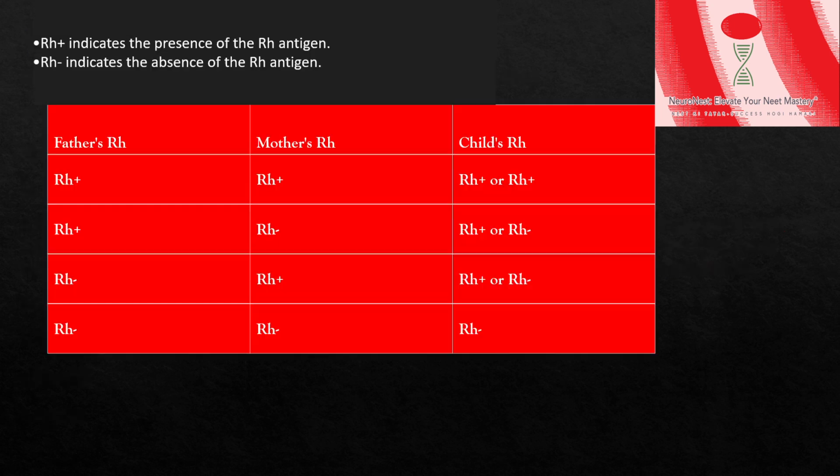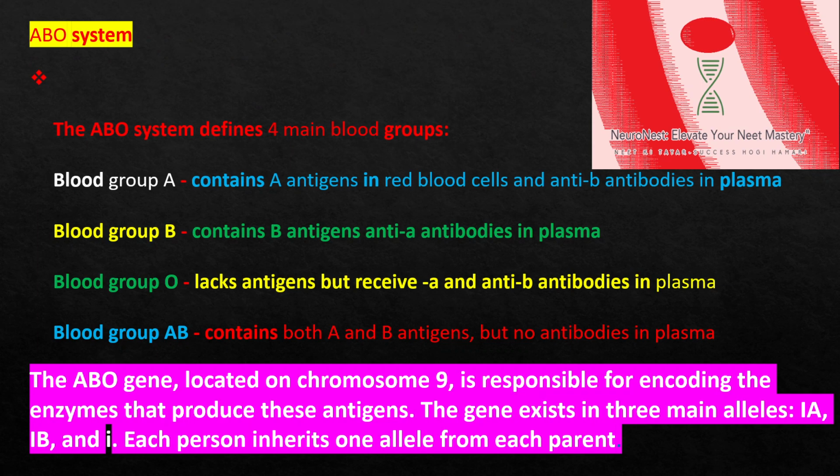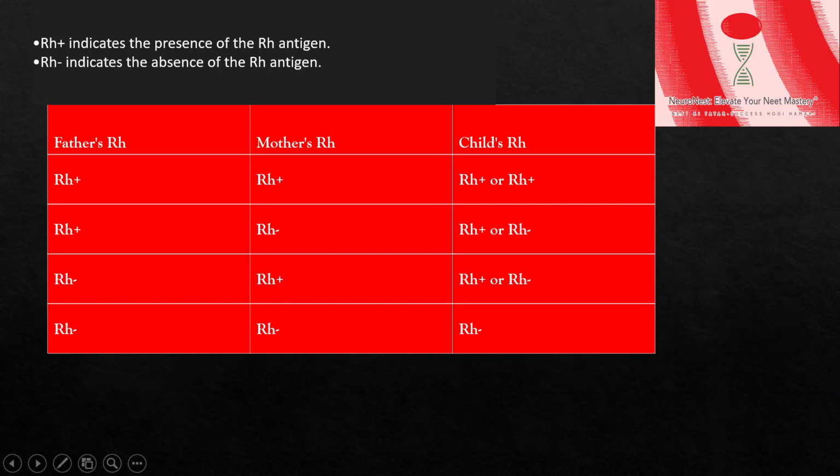If you go to this, blood group AB contains both A and B antigens, but no antibodies in plasma. So what is the answer of this?